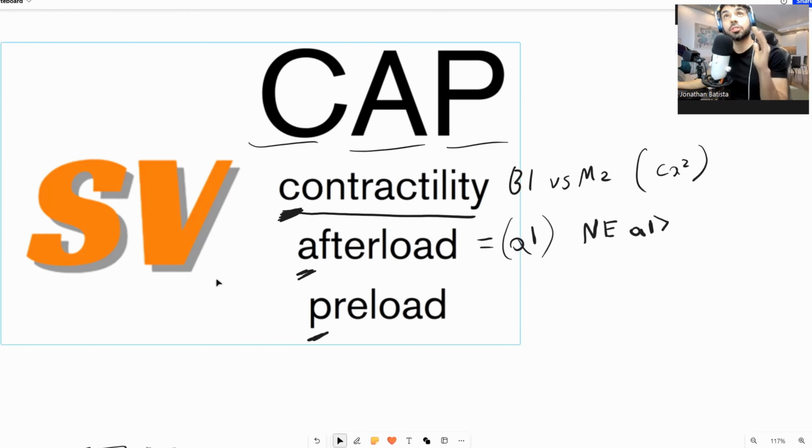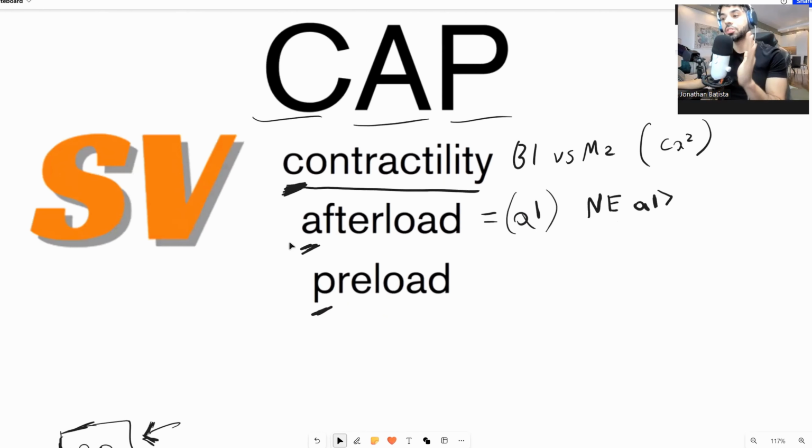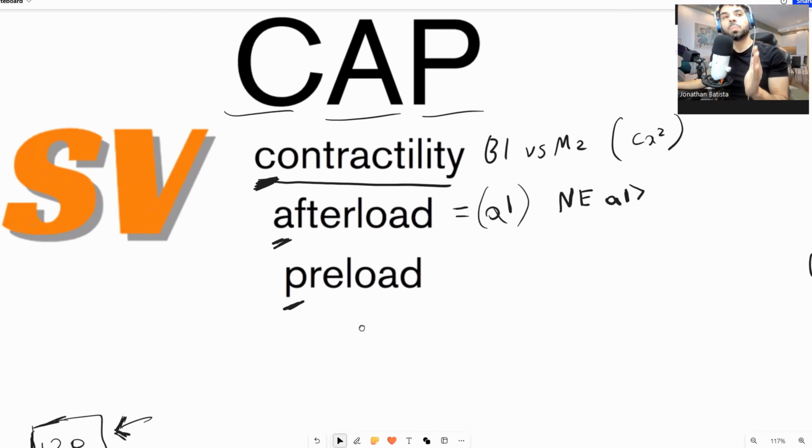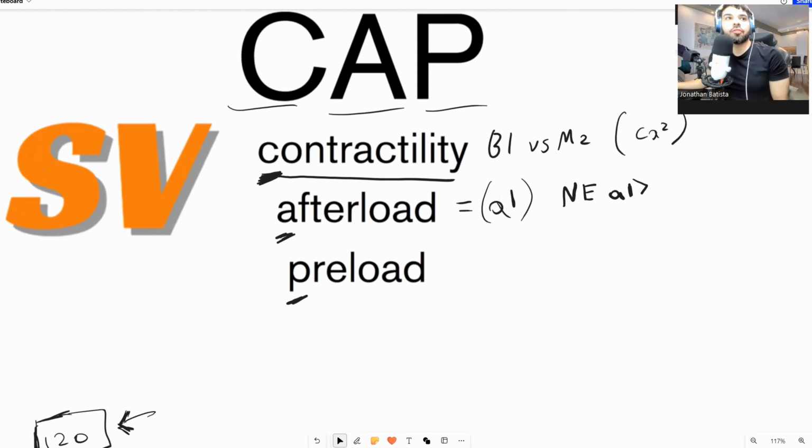Good. So far, so good, right? Everybody understands. All I've mentioned was contractility, how we manipulate it, afterload, how it can be manipulated by alpha 1. Now we're going into preload, right? So first off, what is preload?